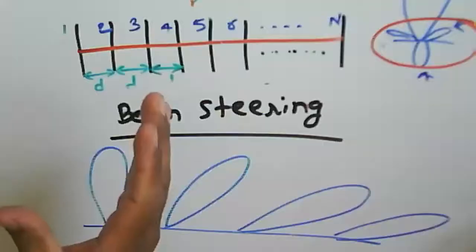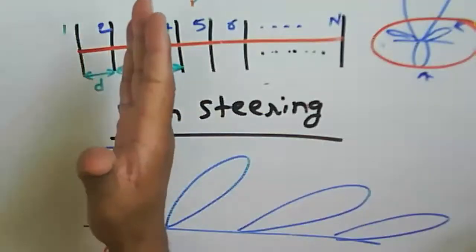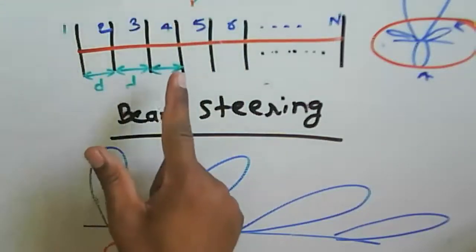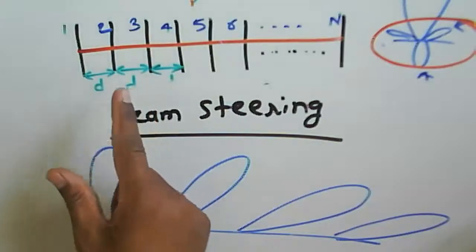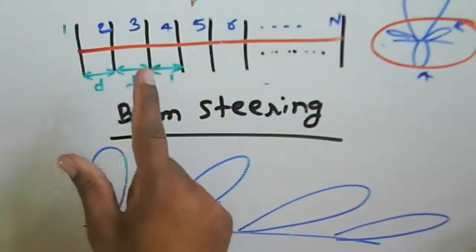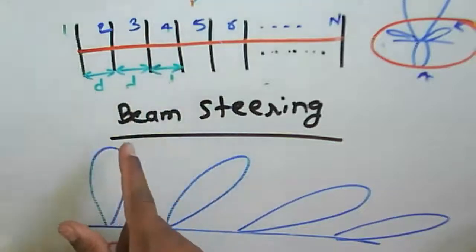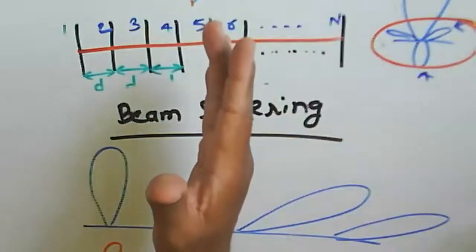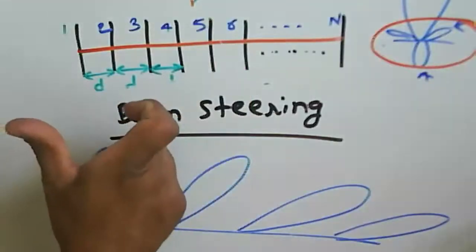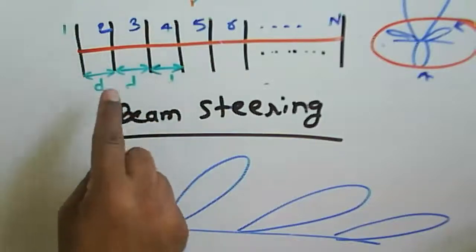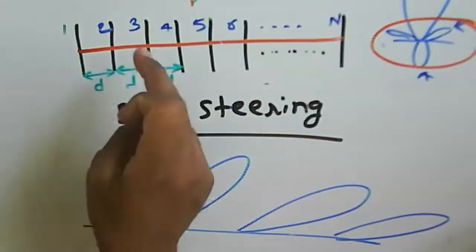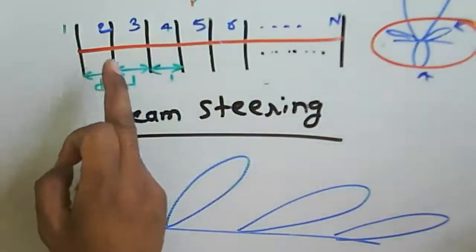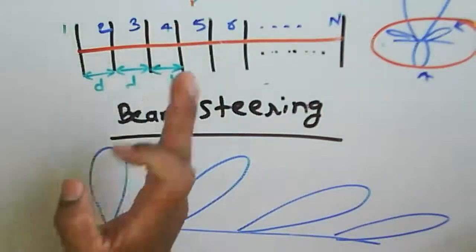So if we consider the phase difference between the elements, we say the spacing between the elements is d and to every single element we apply a signal with equal amplitude. If the same phase is applied to all the elements, then the relative phase difference between the adjacent elements is 0.